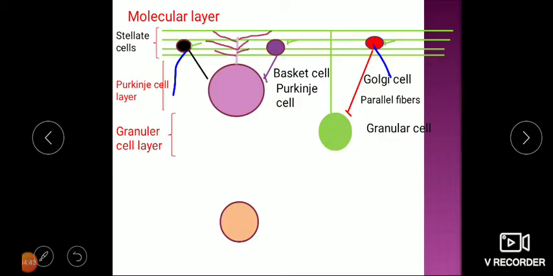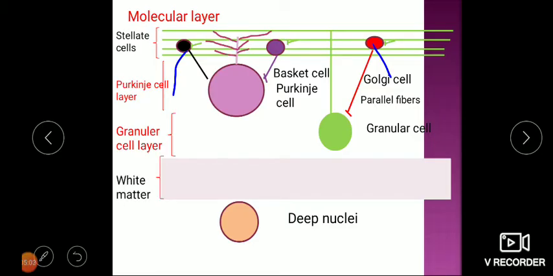Now in the deep aspect of the cerebellar cortex there are cells called as deep nuclei. So these are nothing but neurons, but as located deep they are called as the deep nuclei. So these are the nuclei of cerebellar cortex. Now this band of fibers which is formed by axons of all this is called as a white matter. So like this is the layers of cerebellum which is having a functional importance.